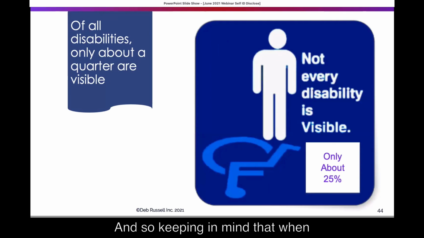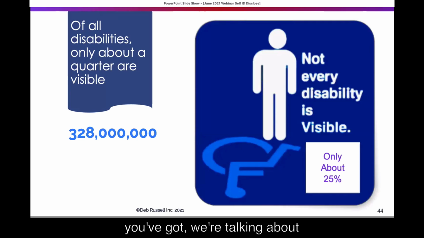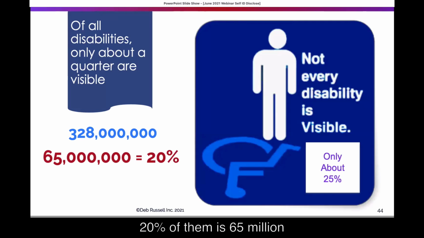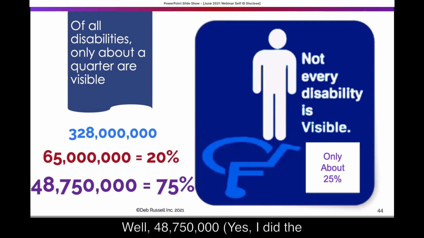And so keeping in mind that when we're talking about people with disabilities and the potential workforce or the workforce you've got, we're talking about 328 million people in the US. 20% of them is 65 million people. And right now we're all in a labor crunch. So any one of those 65 million people you can get is great. Well, 48,750,000, yes, I did the math, of them, you can't see their disability.